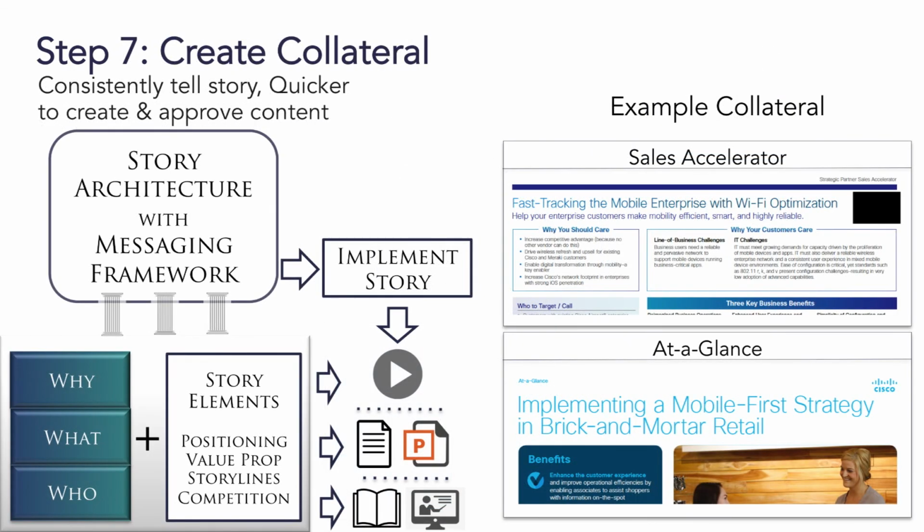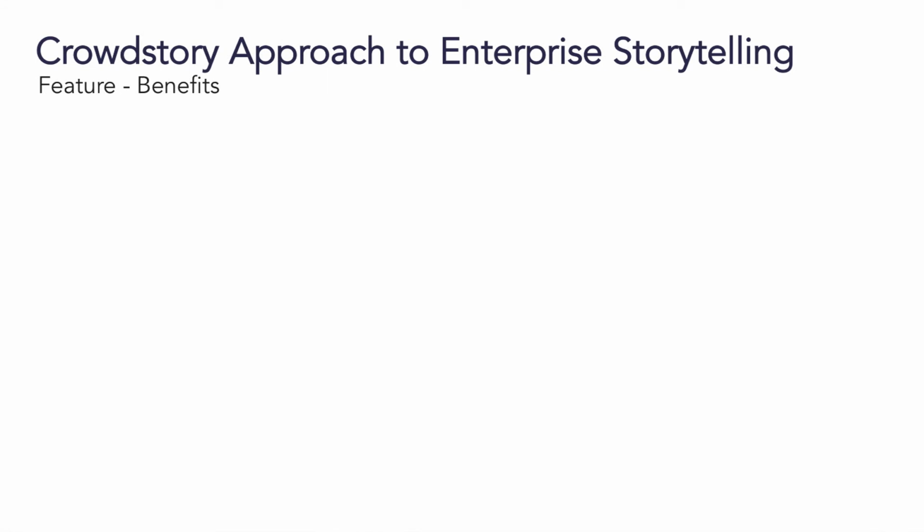In step 7, we utilize the content from the messaging framework to create sales and marketing collateral. There are a number of types of collateral that can be created, such as sales accelerators, two-page at-a-glances, customer-facing decks, partner call guides, etc. There are 4 core feature benefits to the Crowdstory approach to storytelling.